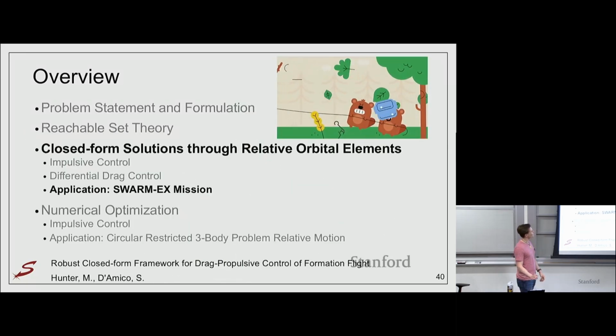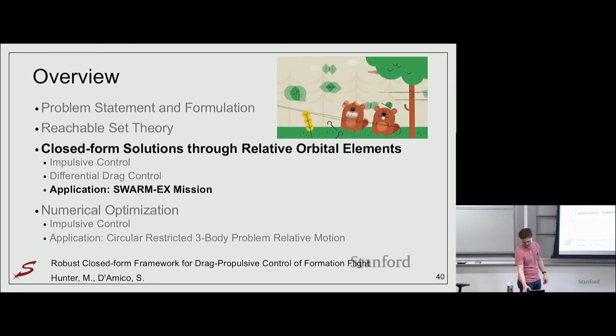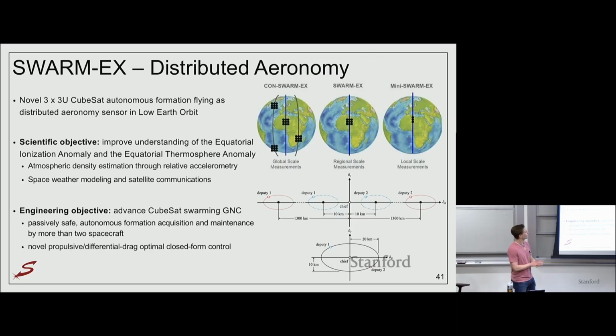All right. So the project that I've spent most of my time working on is the Swarm X mission while here in SLAB. And Swarm X is going to be a novel 3 CubeSat autonomous formation flight mission doing distributed aeronomy, which means that we have a science objective of improving understanding of these fancy words that effectively mean space weather. We're also going to be doing atmospheric density, or Shane, I should say, one of my lab mates is going to be doing atmospheric density estimation through relative accelerometry. And yeah, space weather modeling.